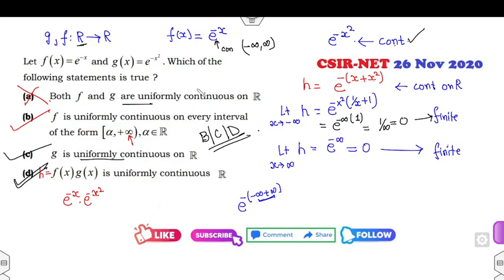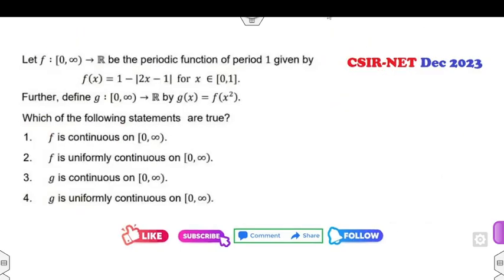Make sure, students, whenever there is a question of uniform continuity, always check the limits. Okay, look at this another one. f is a periodic function. So that means if I prove that f is continuous, what does it mean? f is UC.